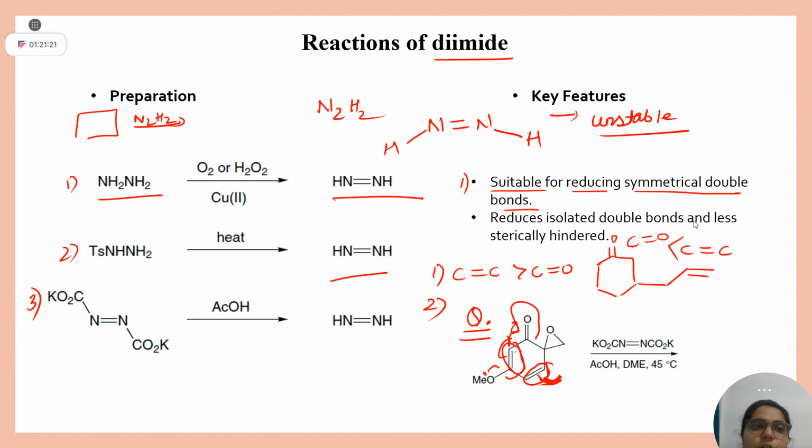Okay, then most important topic of today's session was the reaction of diimide. So for that, I told you that you should know all three preparations of diimide. First is hydrazine in presence of any oxidizing agent such as H2O2, O2, or copper in 2 oxidation state. Another is your tosyl hydrazide TsNHNH2, which in presence of heating gives you diimide plus TsH. And third one is this dicarboxylate in presence of acid will give you diimide.